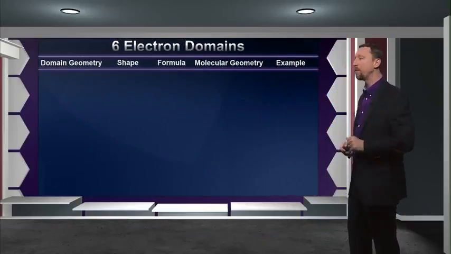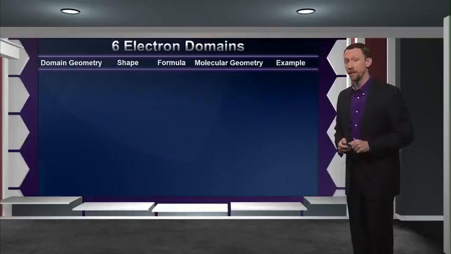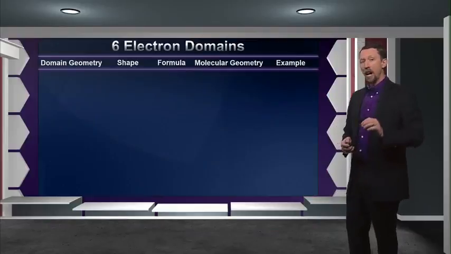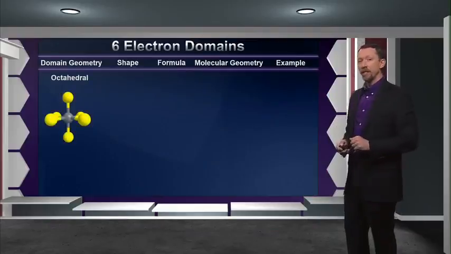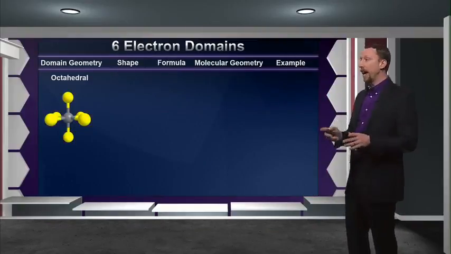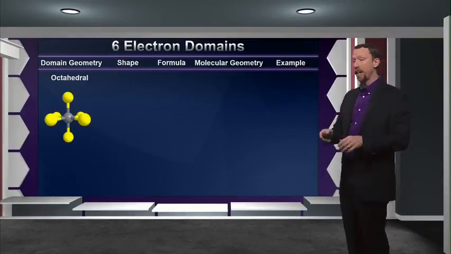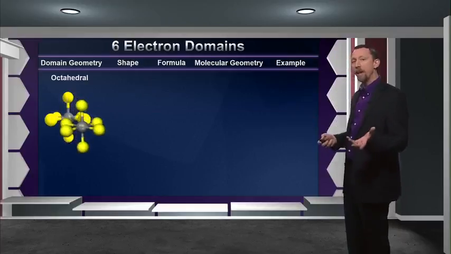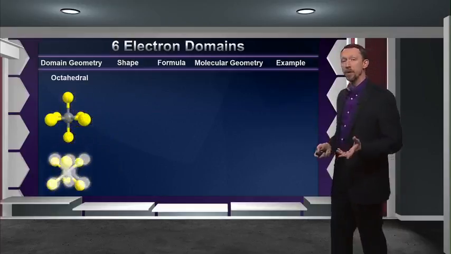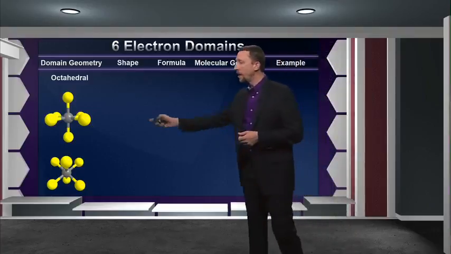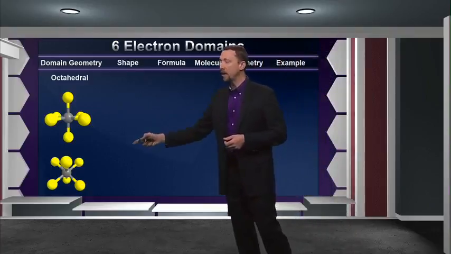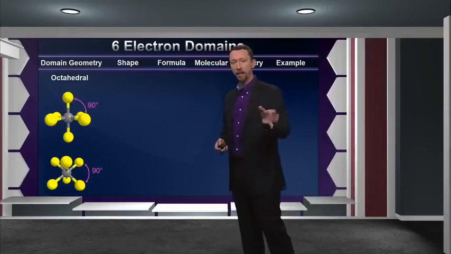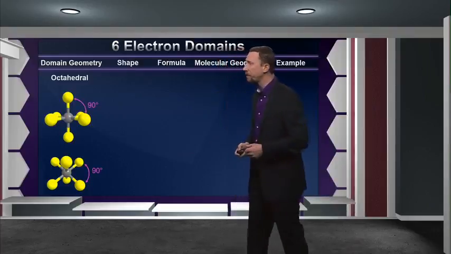Let's take it one step further now, go up to 6 electron domains. This will be our last one. When we have 6 electron domains, VSEPR theory tells us that the domains will be as far apart as possible from one another, meaning that they'll take on angles of 90 degrees throughout. So when I tilt this molecule on its side, we can see clearly that every bond angle between every atom in this molecule is 90 degrees.